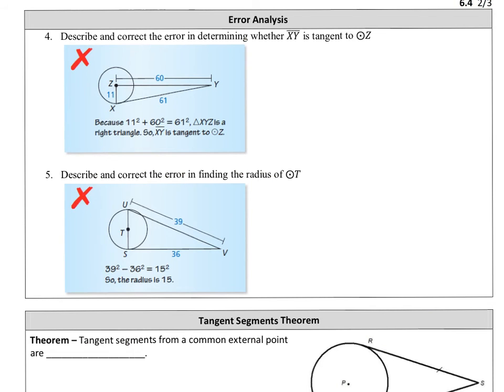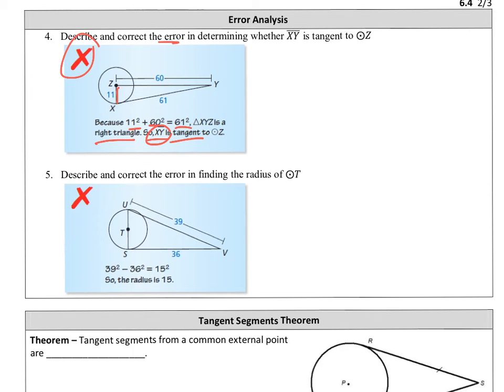Now, for this next problem, you have to determine, where is the error in this problem? What is wrong with it exactly? So they have their radius drawn, they have a tangent drawn, and they're claiming that because 11 squared plus 60 squared equals 61 squared, then it is a right triangle, so that XY is going to be tangent.